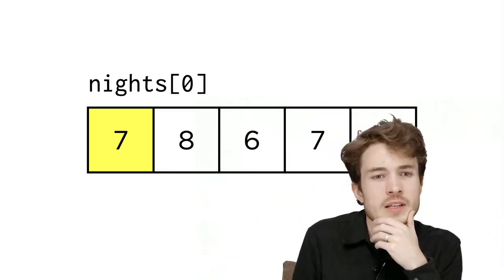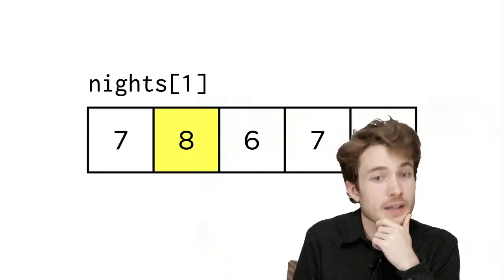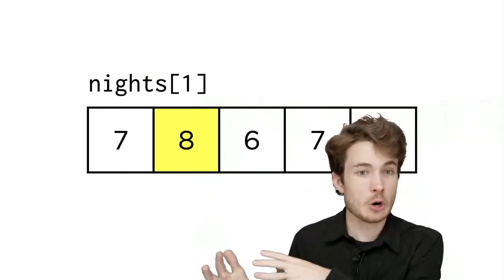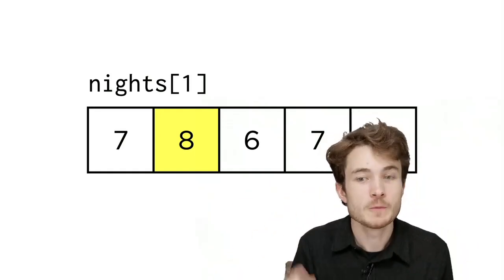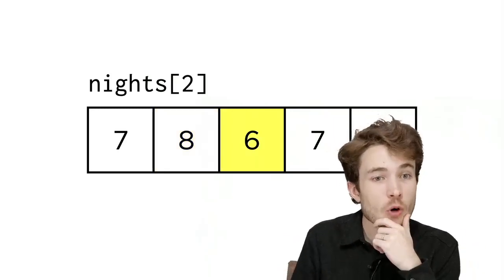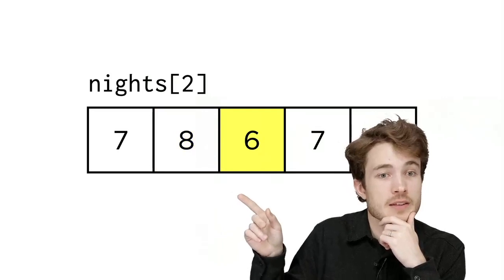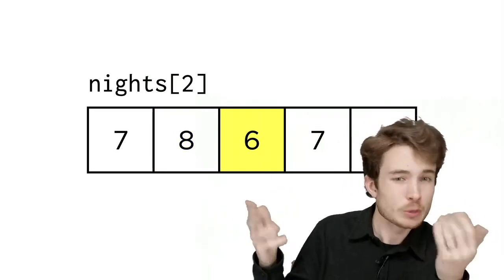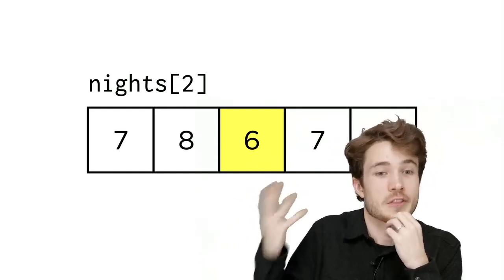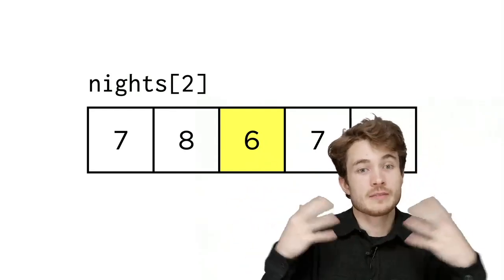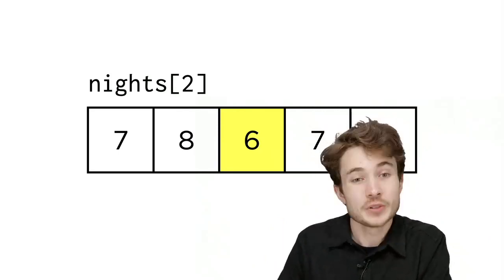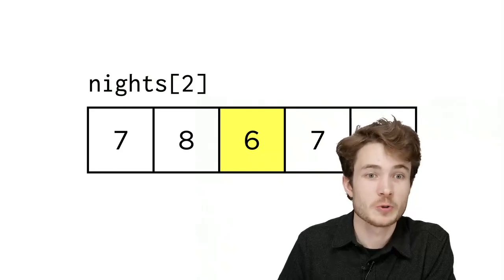But what if we did this? We did nights bracket 1. Well, we'd look at the first place in our nights array, and we'd say, let's move one step over. Okay, now we found that second value. In this case, it was 8. And in the same way, we could say nights bracket 2. Well, let's begin at the very beginning, and let's find 7 here. But then we're moving 2 spaces over, so we go 8 and then 6, and now we have that very third value in our array. So key idea here, we start counting from 0 as we're working with arrays, and there's a technical name for this, which is that arrays are 0 indexed.